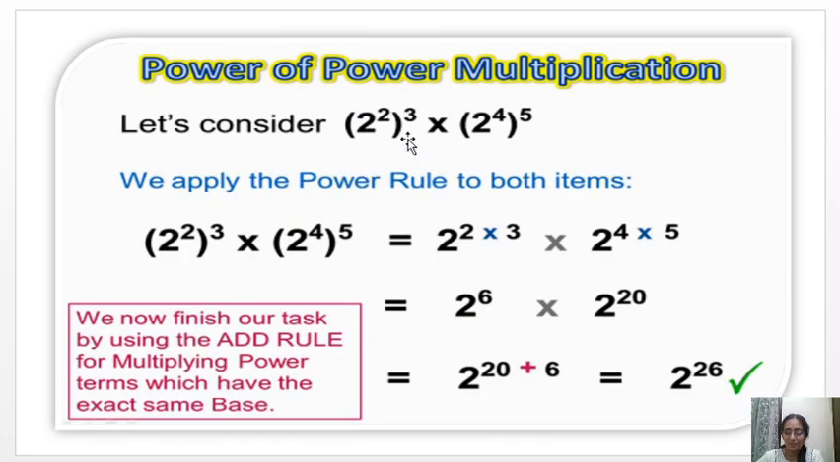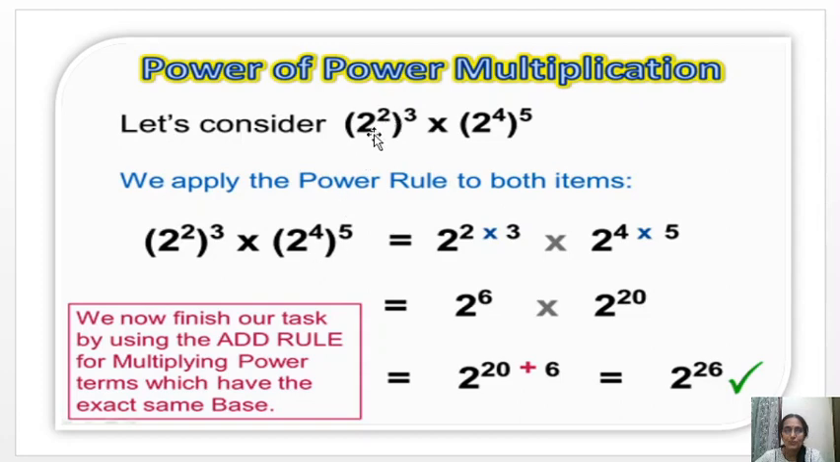You know power of a power. Let us solve one more sum: 2 to the power 2 whole power 3 into 2 to the power 4 whole power 5. It is power of a power. How do we get the answer for this? We can use the rule to find out the answer.